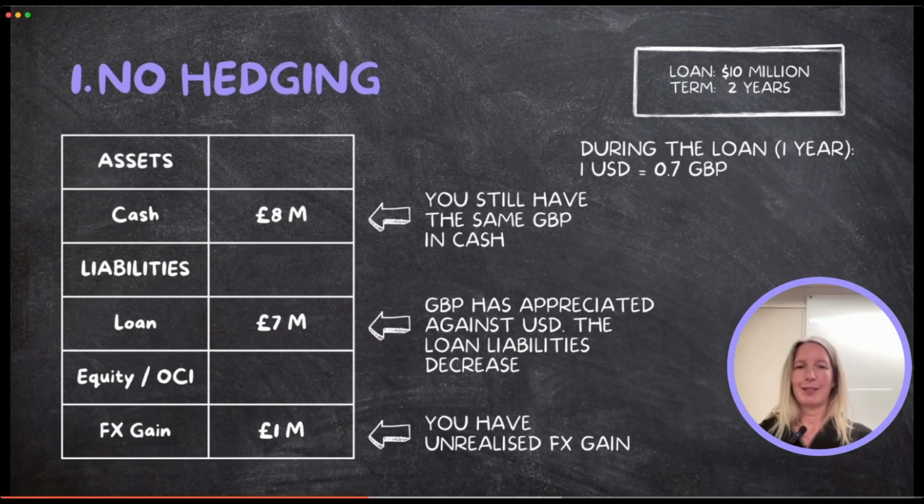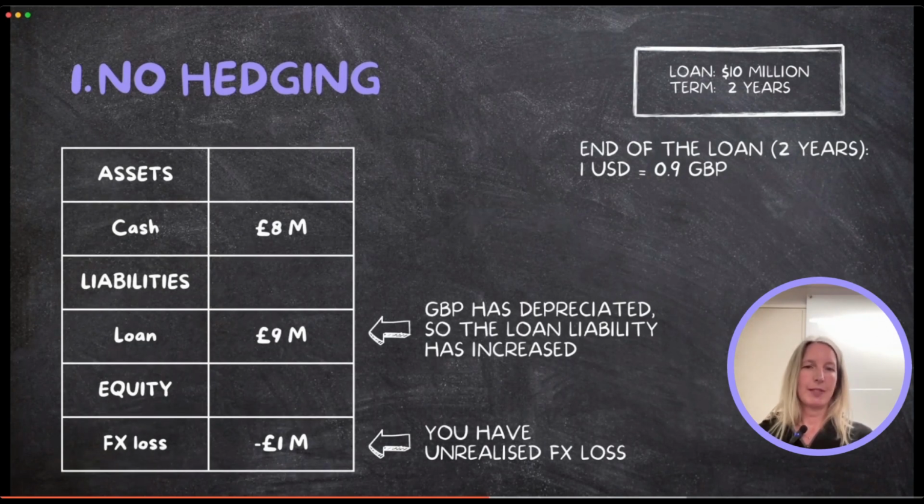So now, what happens in year one when the exchange rate changes to 0.7 sterling? In case you haven't spent it, you'll still have an asset of 8 million pounds in cash. On the liability side, your $10 million are going to be worth only 7 million pounds right now. And you'll have an entry in your equity section in order to make your balance sheet balance, which is an FX gain of 1 million pounds, so that your liabilities in total are still 8 million and your cash is 8 million. However, part of that is made up by the FX gain that you have, and it's an unrealized gain in this case.